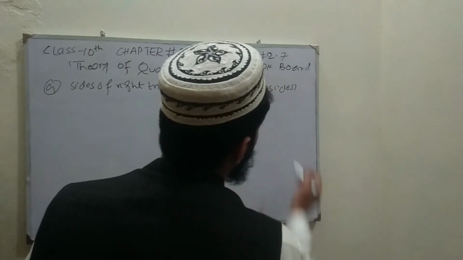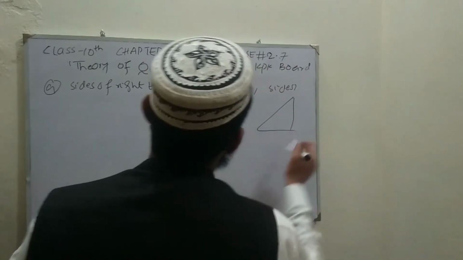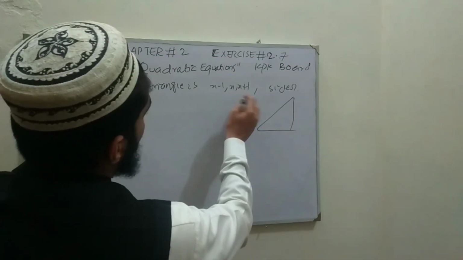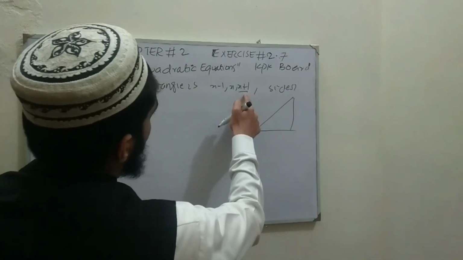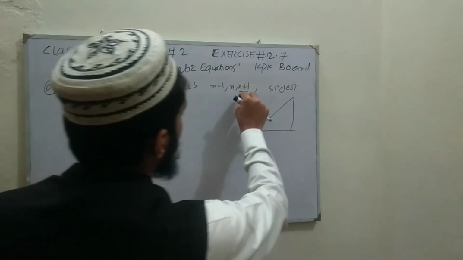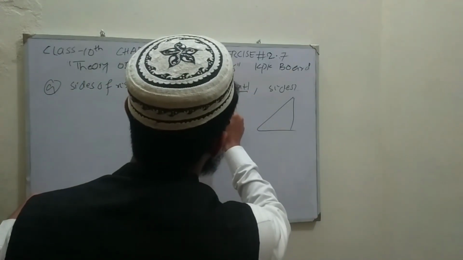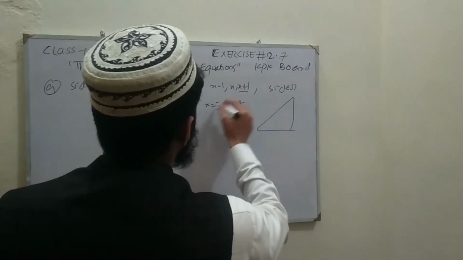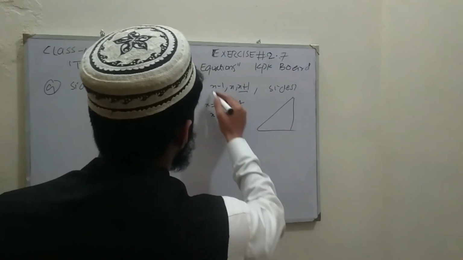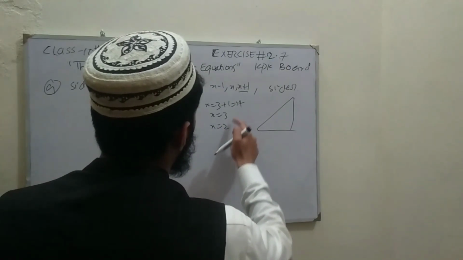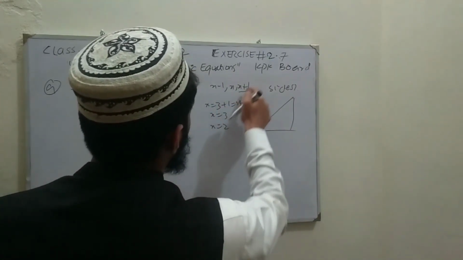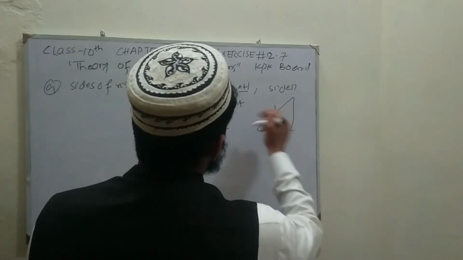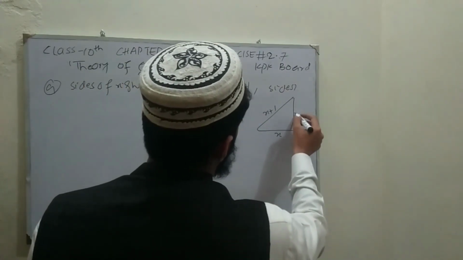Let me take the right angle triangle. We know that the longest side among x minus 1, x, and x plus 1 is x plus 1. This is the longest side, because let's suppose we give the value x is equal to 3, so x plus 1 gives us 4. So the longest side is 4. It means that the longest side will be x plus 1. Hypotenuse is longest, so x plus 1 here, and taking x minus 1 on this side.